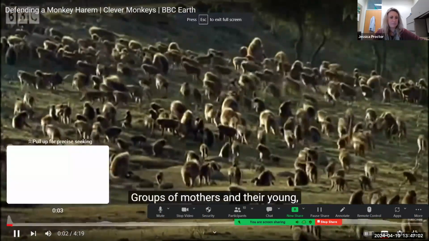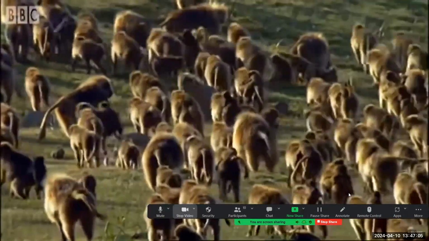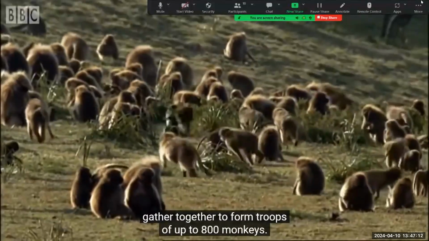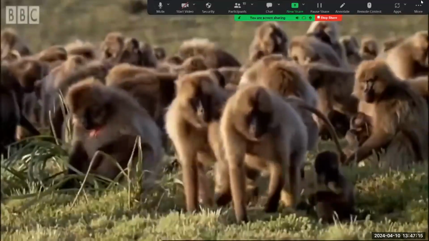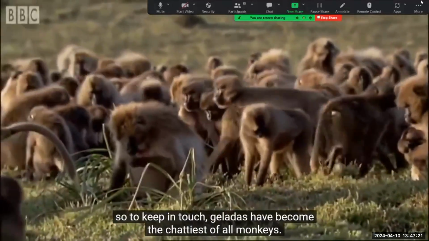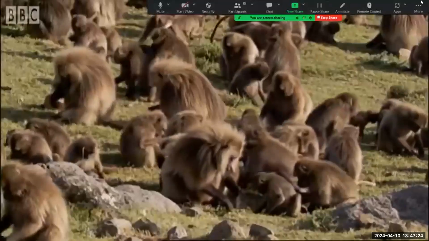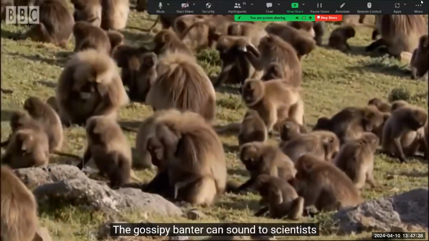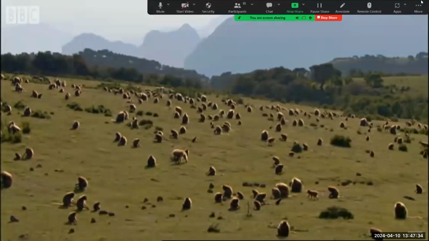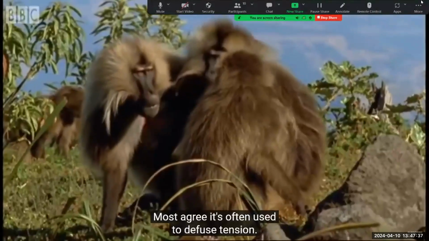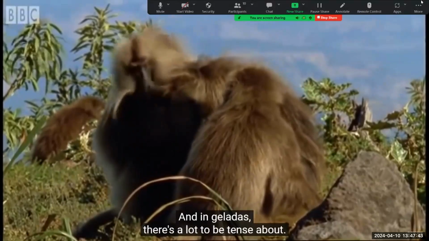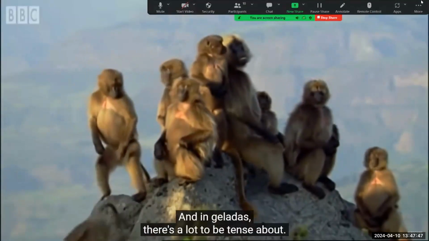Groups of mothers and their young, a harem, gather together to form troops of up to 800 monkeys. Gelada's hands are usually busy plucking grass instead of grooming, so to keep in touch, Geladas have become the chattiest of all monkeys. The gossipy banter can sound to scientists like sentences with words or even names for each other. Most agree it's often used to defuse tension. And in Geladas, there's a lot to be tense about.